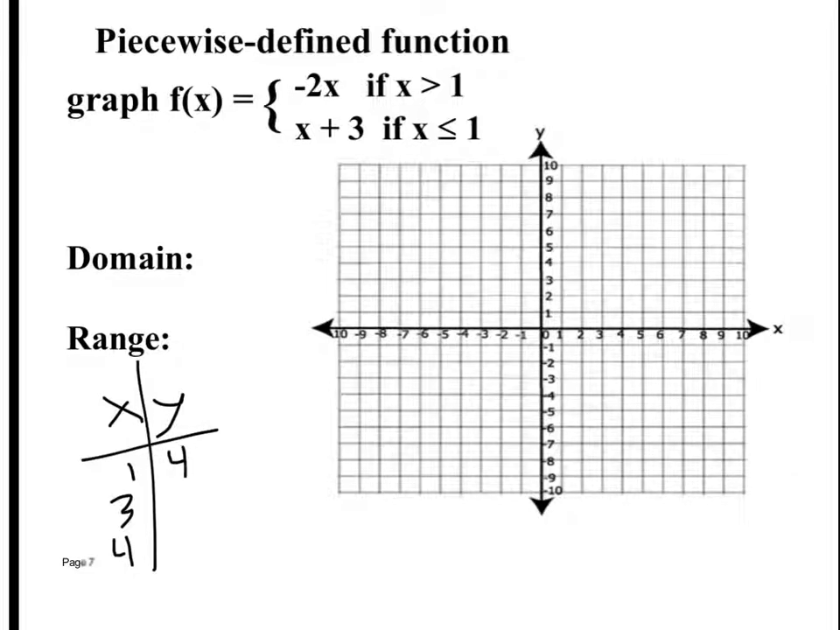4. 1 plus 3 is 4. So I go 1, 4, I put a closed circle around it, because it's included, that's why it's equal to.